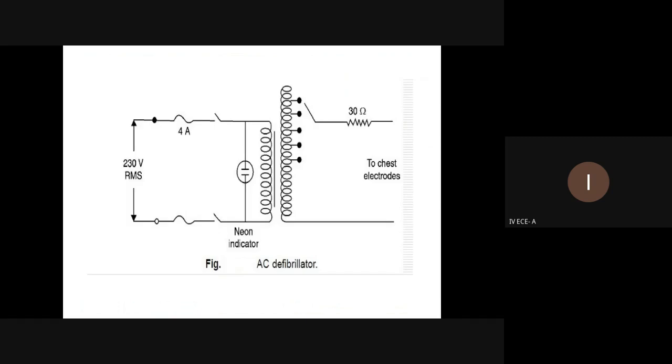Okay, so this is the AC defibrillation circuit. Both primary windings and secondary windings are used. A transformer is used to increase the power supply to the chest electrodes. Okay, so this is the general circuit of an AC defibrillator.